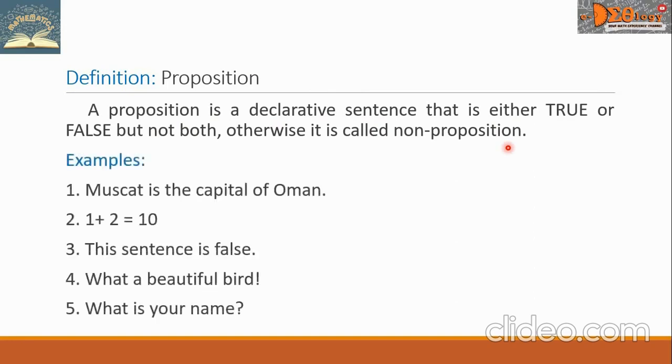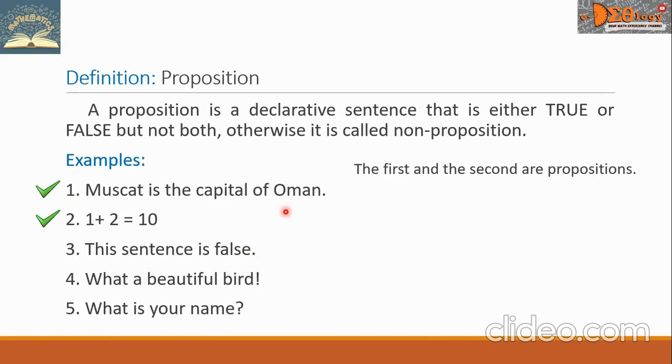I have here 5 examples. Muscat is the capital of Oman. Number 2, 1 plus 2 equals 10. Third, this sentence is false. Number 4, what a beautiful bird. Number 5, what is your name?